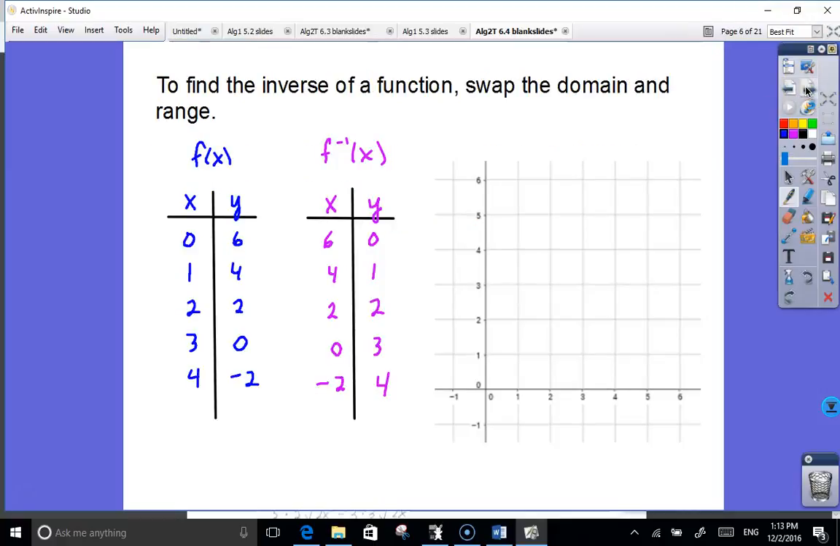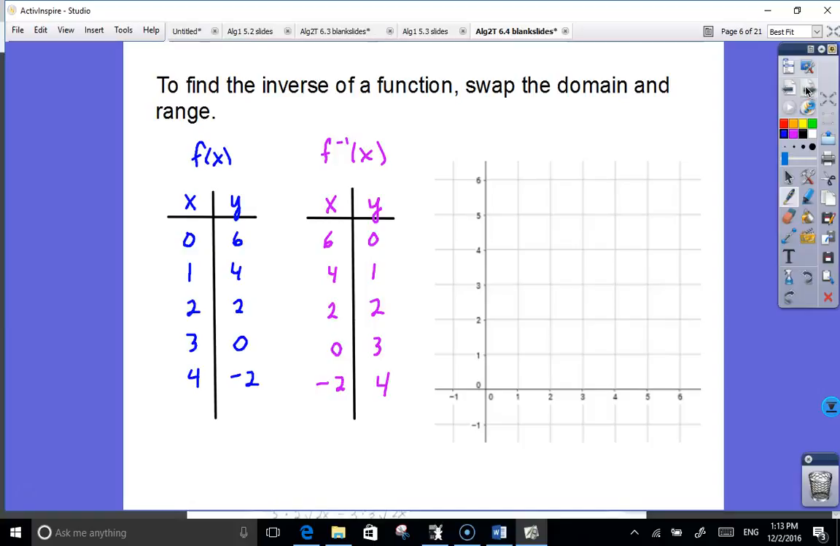So, I'm not completely thrilled with this, but the one point that this gets across is: if you define the inverse, whether it's a set of points like this, or whether it's actually a function with an equation, you find the inverse by swapping the domain and the range. Swapping the x and the y. That's how you find an inverse. Generally speaking, that's how you find an inverse.